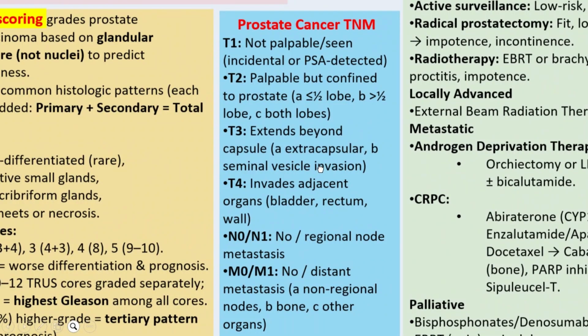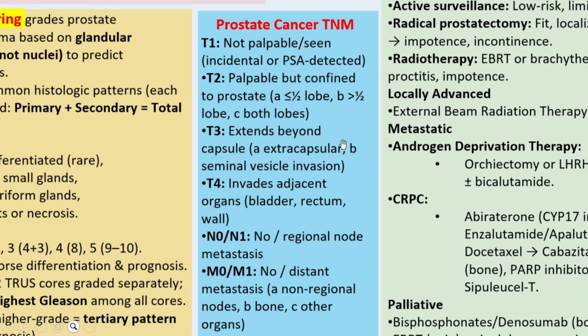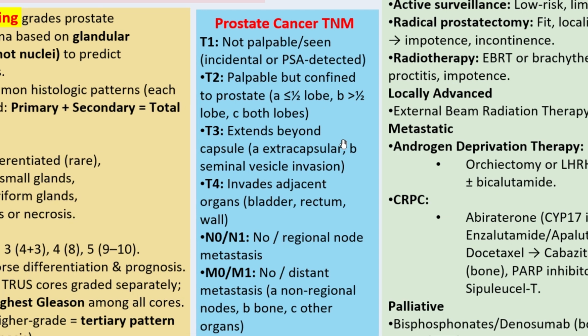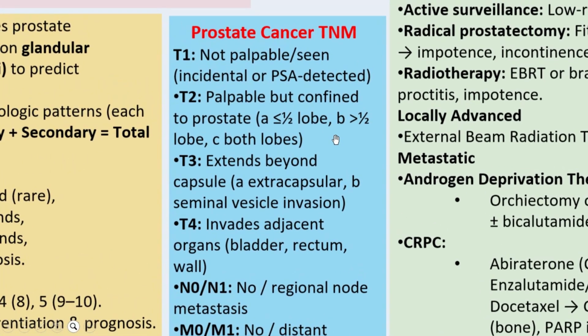So for prostate cancer, when we are staging it with the TNM, we're going to have T1, T2, T3, and T4. So T1 is when you have a non-palpable tumor, or when we see just the prostate cancer incidentally. Then T2 is when we have palpable, but it's confined to the prostate, and most times you can even still feel the median sulcus. Then whenever we reach T3, T3 is when we leave the capsule. So from T3 we have extraprostatic invasion. And then T4 is when we invade adjacent organs such as the bladder and the rectum.